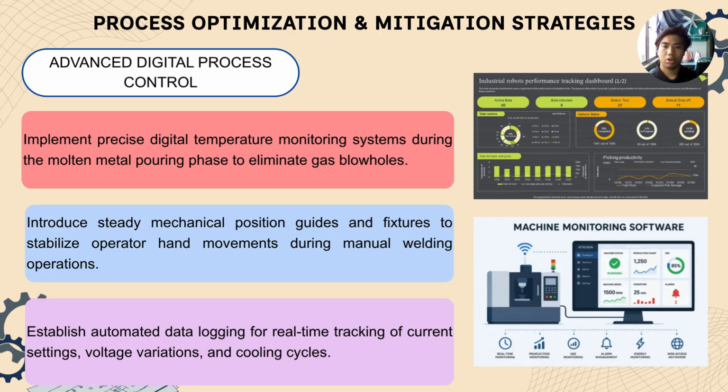Second, for manual welding, we add steady physical guides and fixtures. This will support the workers' hands, so every weld is neat, steady, and strong. And for the last one, we use automatic software to log data in real time. This will track our electrical current, voltage change, and cooling cycle instantly to keep everything running perfectly.